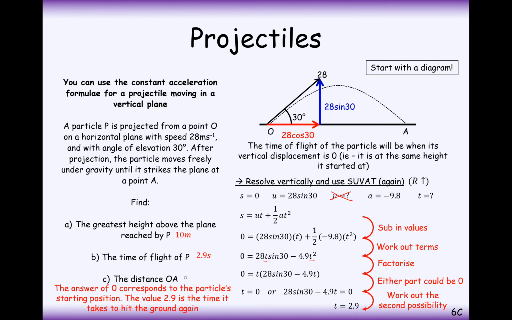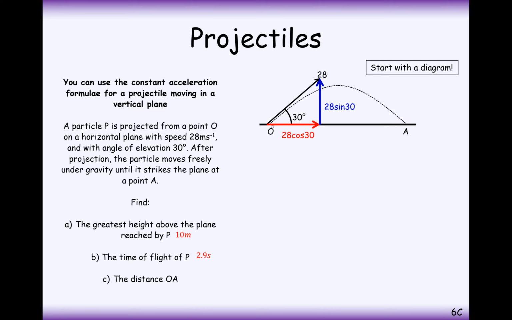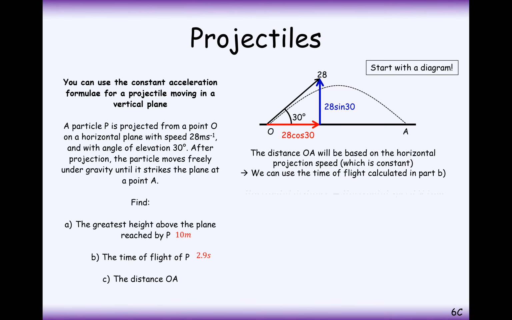The distance from O to A, now this is where we do need to work in the horizontal component, and that's much easier because we have no acceleration in the horizontal component. It's been projected with 28 cos 30, and it's going to stay at a velocity of 28 cos 30 throughout its whole journey. So therefore, we can use a slightly simplified formula here, which is just horizontal distance equals horizontal speed times time, or in other words, distance equals speed times time.